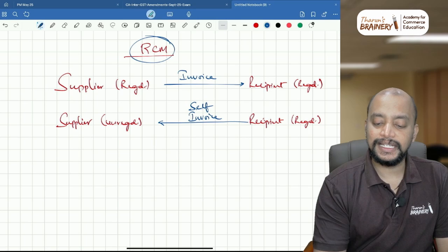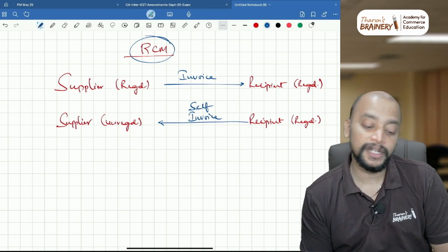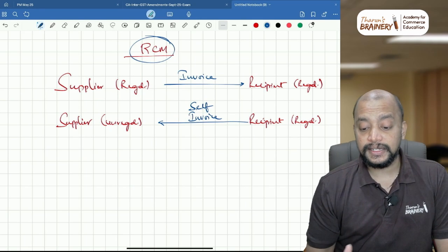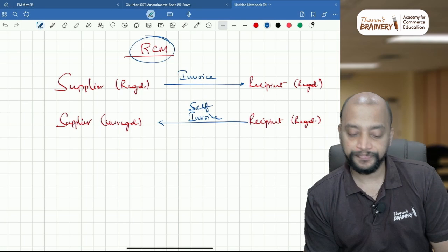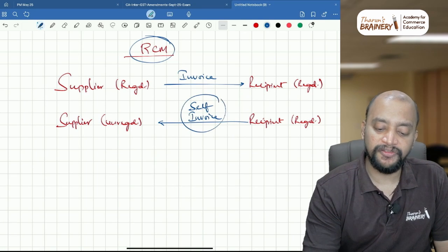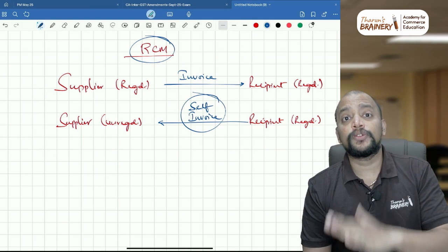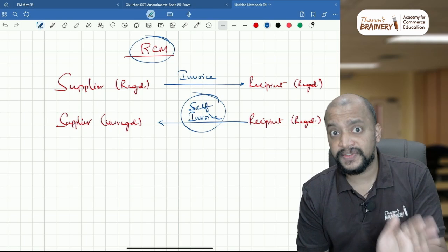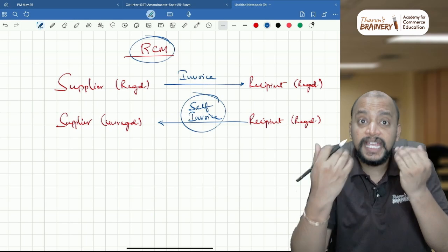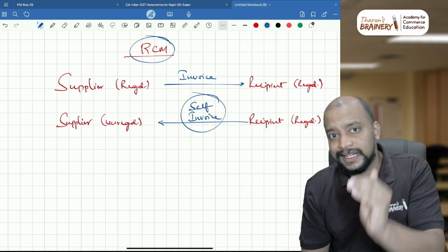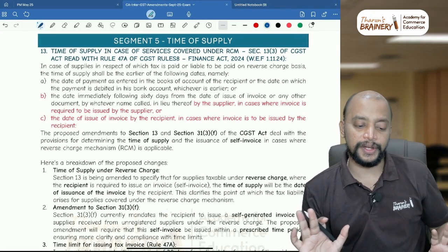So when supplier is registered, recipient is registered, if the supply is covered under RCM, supplier only will give invoice to the recipient. But when supplier is unregistered, the recipient is registered, the recipient will be giving self invoice. What is the time limit for this self invoice? 30 days from the date of receipt of goods or services. So whenever the recipient has received the goods or services, within 30 days the self invoice needs to be issued.